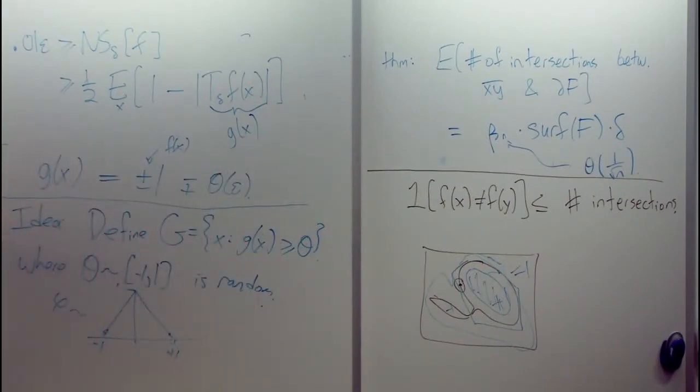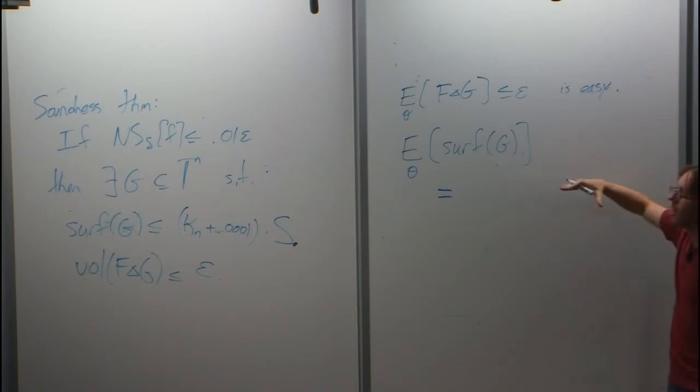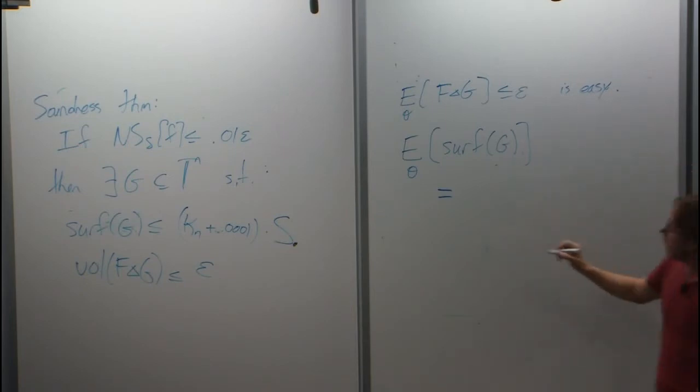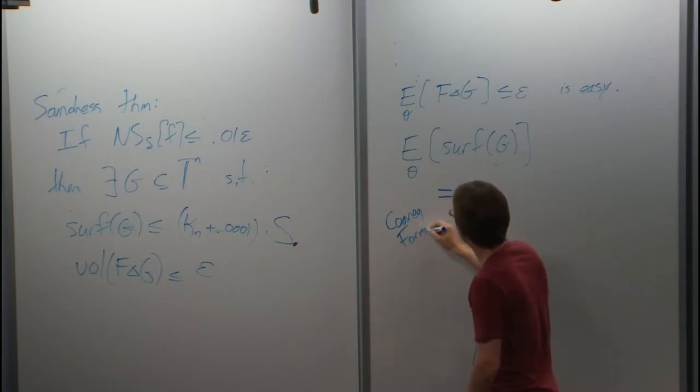But even though it seems like a complicated construction, there's actually a simple, exact formula for what this is. Does anybody know the name of this theorem? Yeah, who said it? We got a real mathematician back here. This is the co-area formula. And it just gives you an expression.